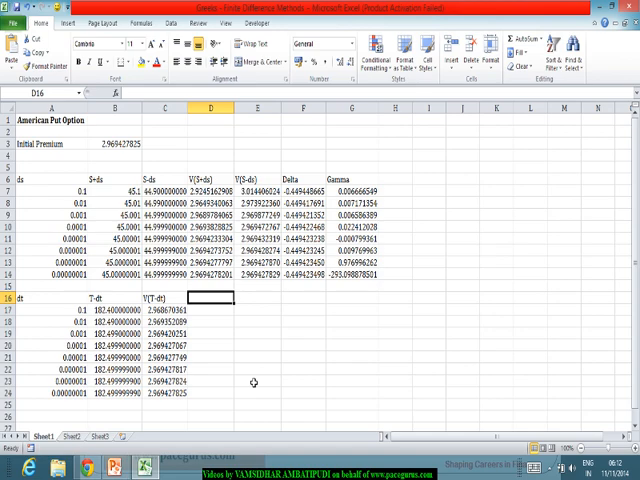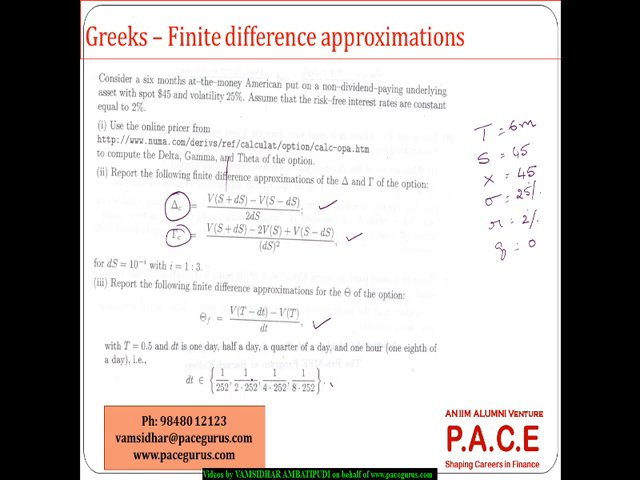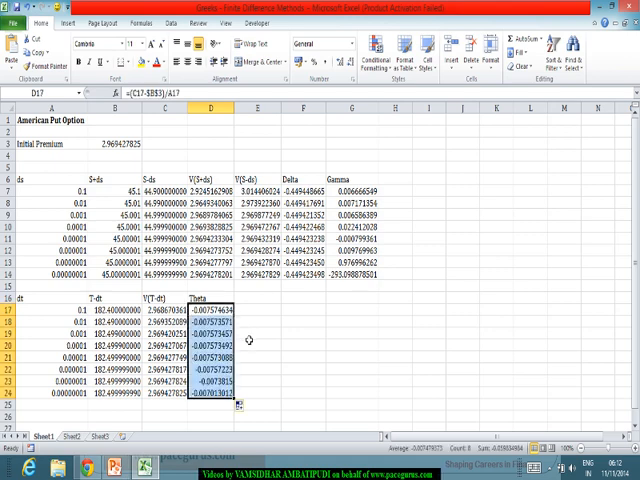So now from here, I can find out the theta given this expression: V of T minus DT minus V of T divided by DT. So I'll take it as V of T minus DT minus V of T divided by DT. So this is giving me my thetas. In all the cases, theta is more or less consistent, minus 0.007. Theta is more or less consistent across. Even the delta is more or less consistent.